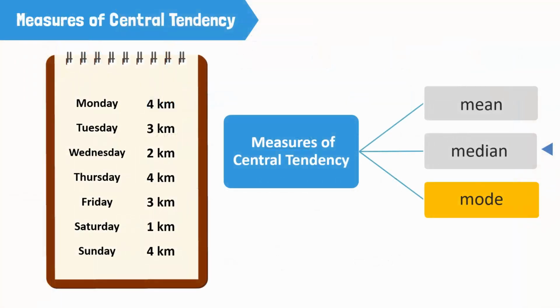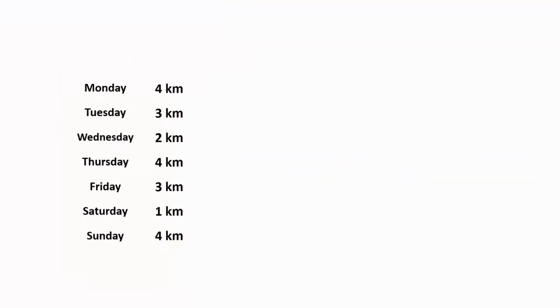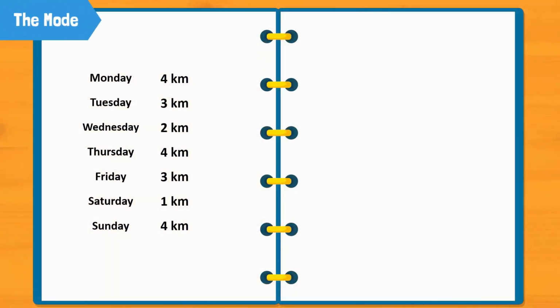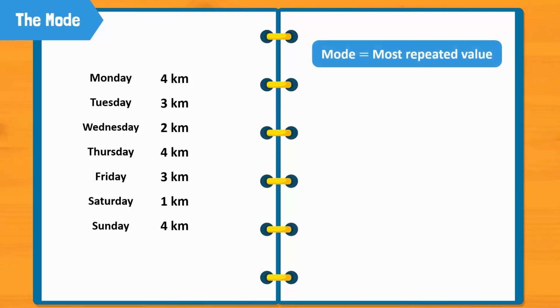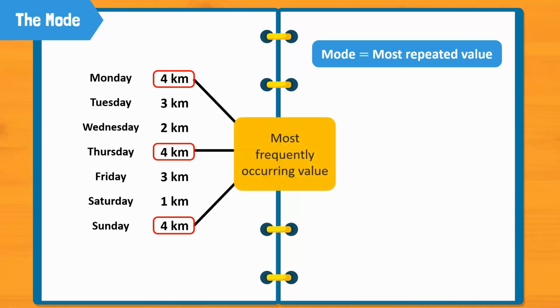Let's look at the third and final type of central tendency value we can use, the mode. The mode is the easiest to calculate since it is simply the most repeated value in a data set. In Dadajan's data, 4 kilometers occurs thrice. Since this is the most frequently occurring value, it is the mode.